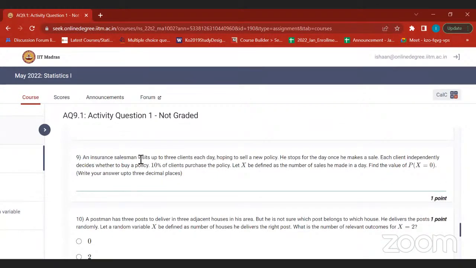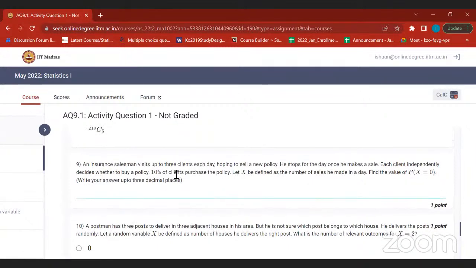This one, sir, the 9th one. Okay. An insurance salesman visits up to 3 clients each day. So each day he will approach 3 clients. Yes, sir. The chances of him selling a policy: I have taken 3 clients separately. If the first client buys the policy, then that is it, so it will be just one case for the first. For the second case, I consider the first one doesn't take the policy, the second one doesn't take the policy, and the third one also doesn't take the policy.